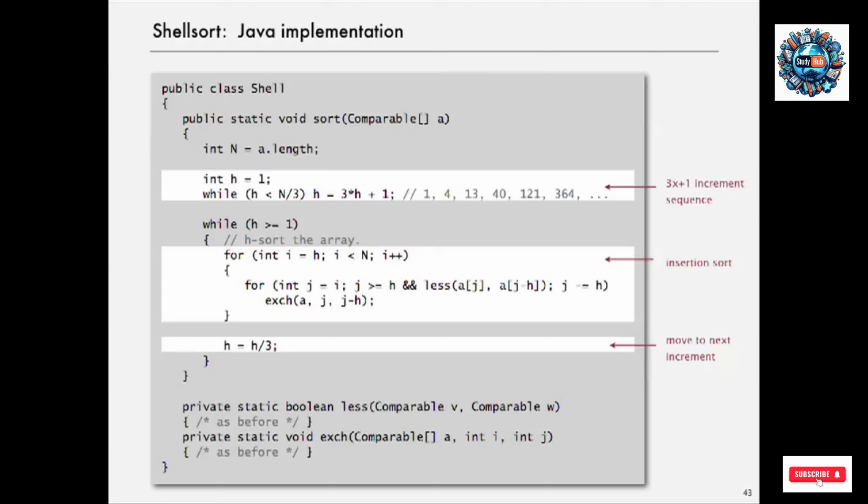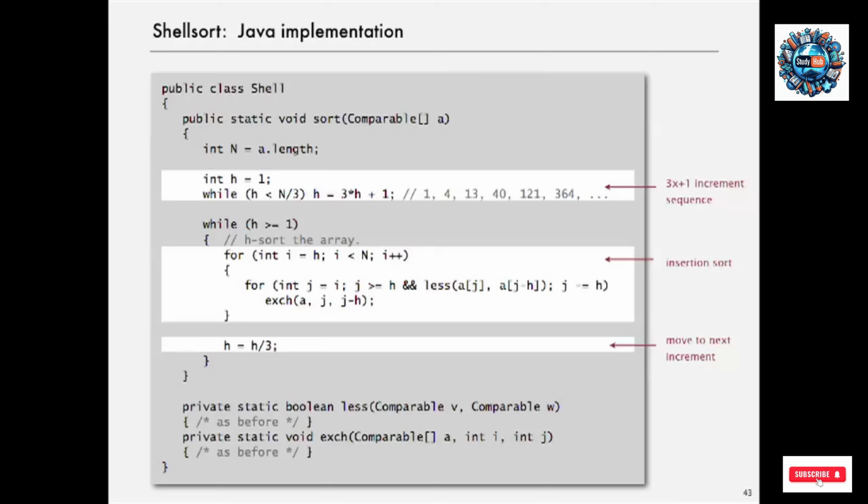We just go ahead and compute the increments that are less than n over 3, and then starting at that increment, whatever it is, say we start at 364, next time we need an increment, we just integer divide by 3. 364 divided by 3 gives 121, then 40, and so forth. So h equals h over 3 gets us to the next increment.